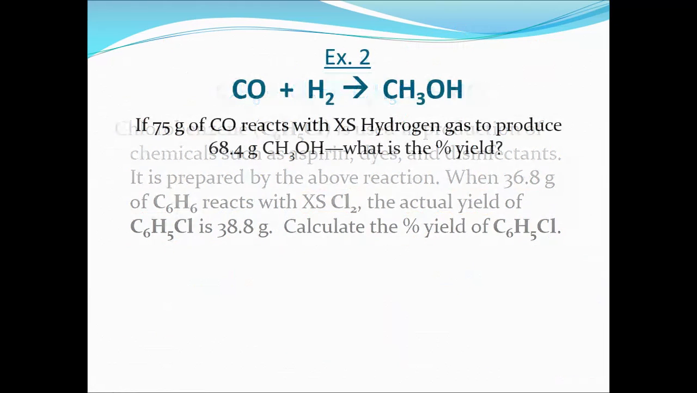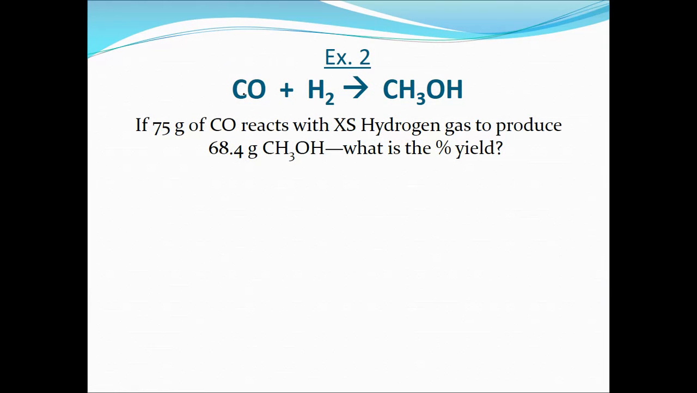Let's do one final example. So here we have CO plus H2 yields CH3OH. We have one carbon and one carbon, one oxygen and one oxygen, two hydrogens and four hydrogens. So we need to put a 2 here to give me 4. So 1, 2, 1 balances that equation. 75 grams of carbon monoxide reacting with excess hydrogen. Okay, so the hydrogen is the excess. That means the CO is the limiting reactant.